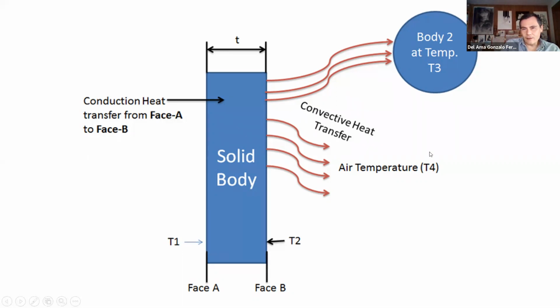Then, if this air temperature is different than this body temperature, this body will heat up the air around it, and there will be this convective heat transfer. So through convection, part of the heat that we have in this solid body will be transmitted to the air. And finally, we have radiation. If we have a solid body here at a temperature, and we have a different solid body here at a different temperature, the heat will go from the hot to the cold source.